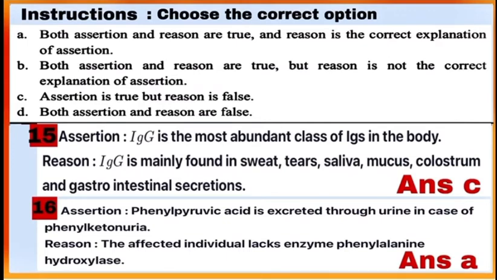Phenylketonuria एक autosomal recessive trait है and it is due to deficiency of enzyme phenylalanine hydroxylase जिसके कारण phenylalanine tyrosine में convert नहीं हो पाता. As a result, phenylalanine is accumulated and converted into phenyl pyruvic acid and other derivatives. These are then excreted through urine due to poor absorption by kidney. So here both assertion and reason are correct and reason is the correct explanation of assertion.